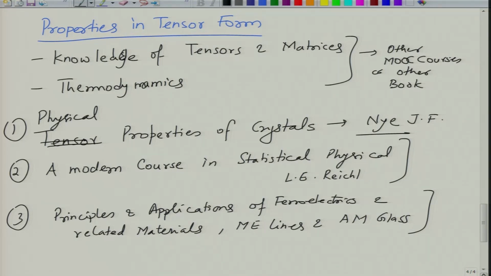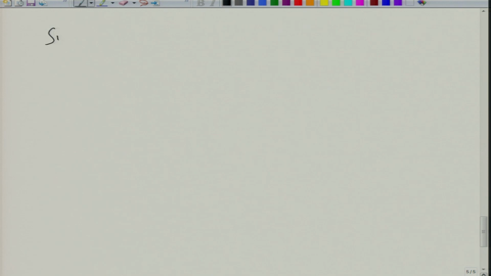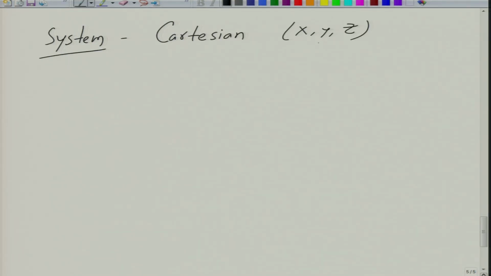So, let us begin with some discussion on this. Our discussion will use a Cartesian coordinate system, and we will use x, y, z coordinates, and z will be considered as perpendicular to the plane of the film or plane of the substrate or plane of the paper. Okay. So, let us first begin with the tensor definition of properties.